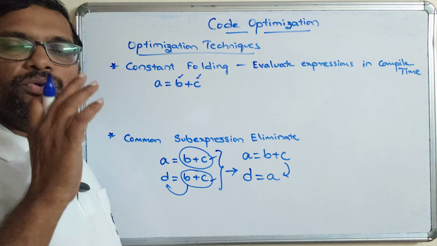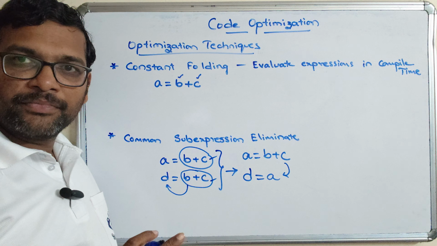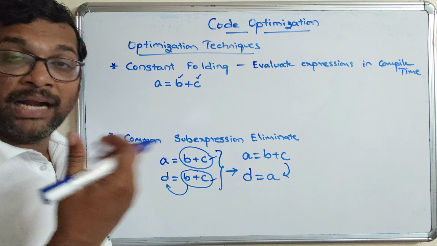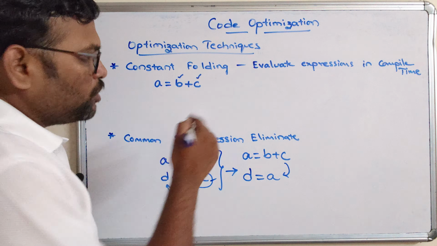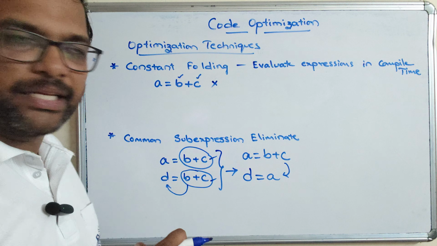So unless you use a scanf, we can't know the values of b and c. That is called runtime. At runtime we are taking the inputs, so we can't do anything here. We need to take the inputs and then compute the addition.